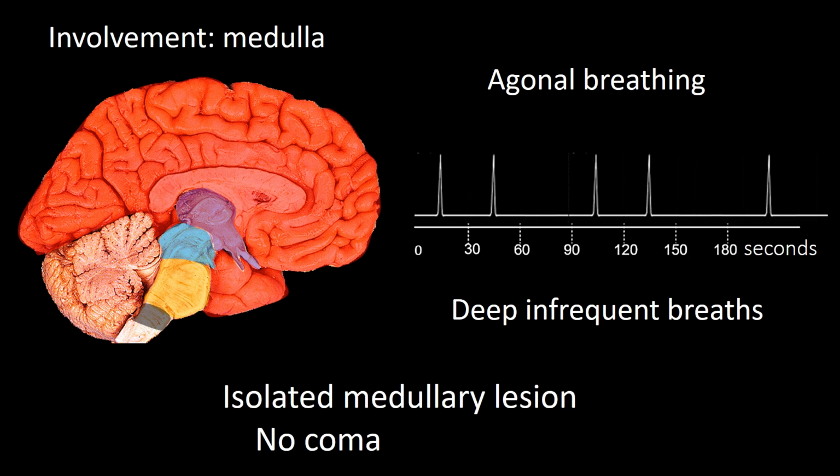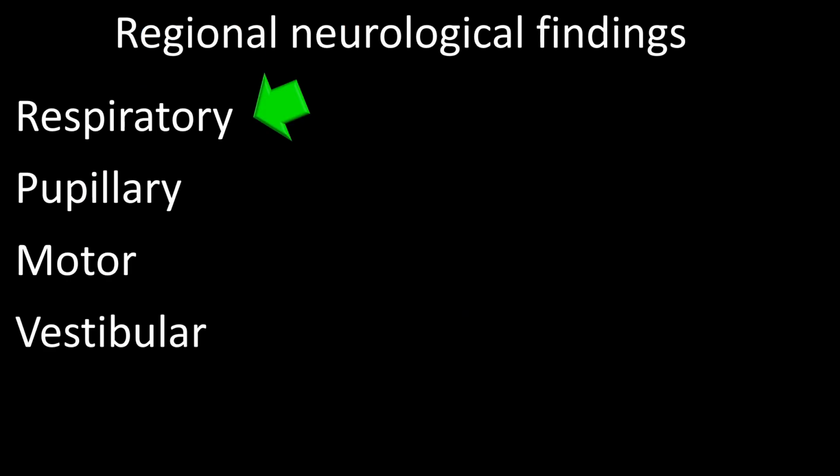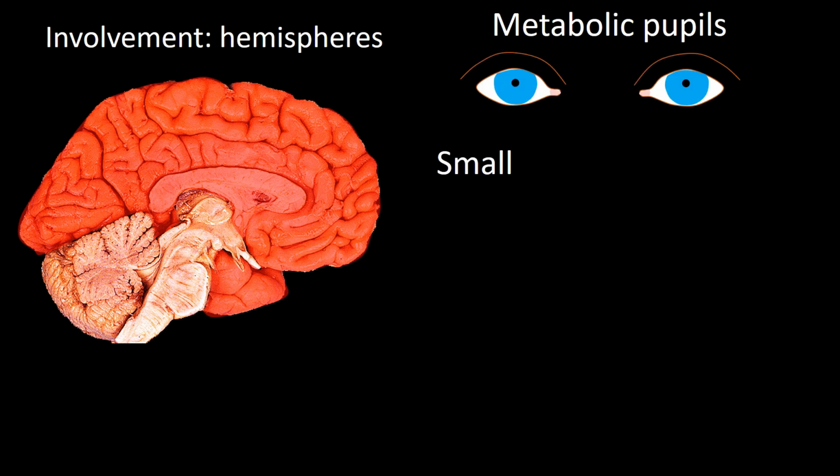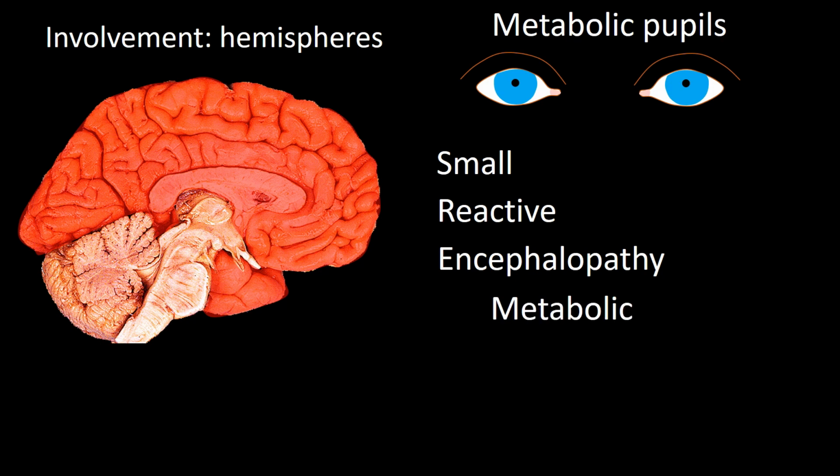It is important to remember that isolated medullary lesions do not produce coma. So we have talked about regional respiratory patterns. We will now talk about pupils. Cerebral involvement produces pupils that have traditionally been called metabolic pupils. These pupils are small and reactive. They occur with encephalopathy, usually metabolic, but also with encephalopathy due to poisoning.